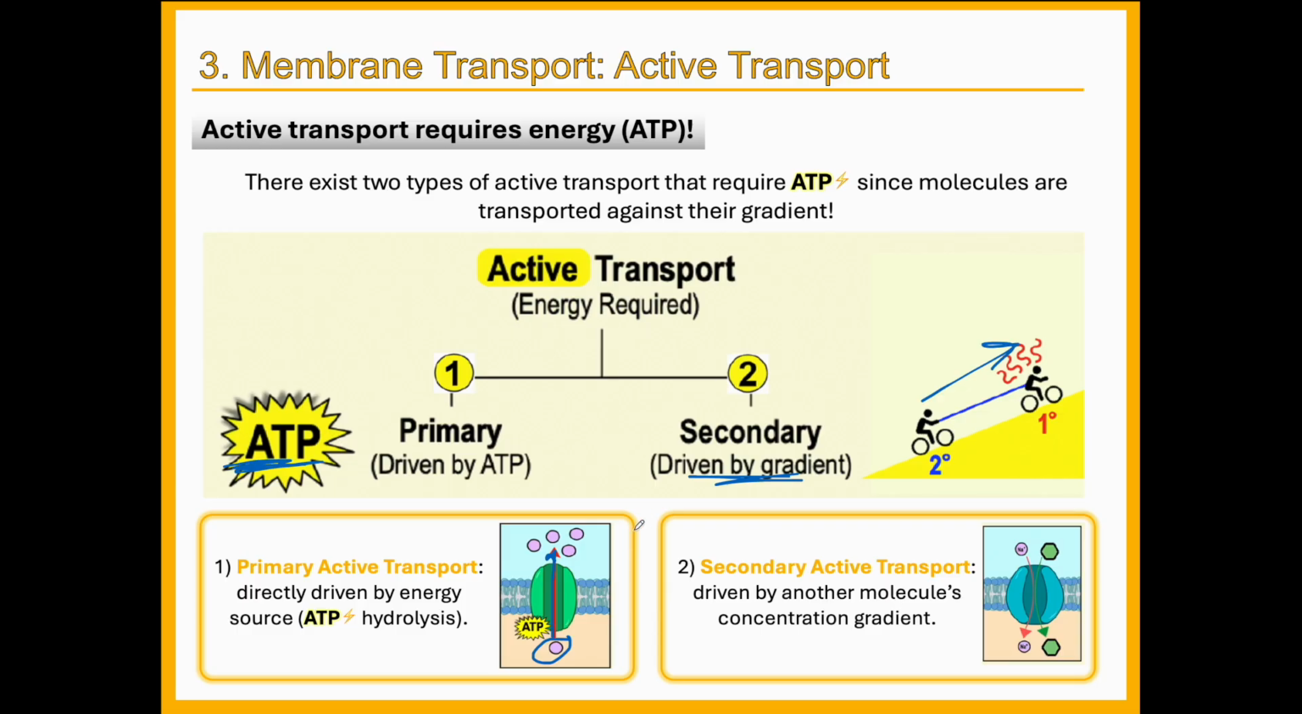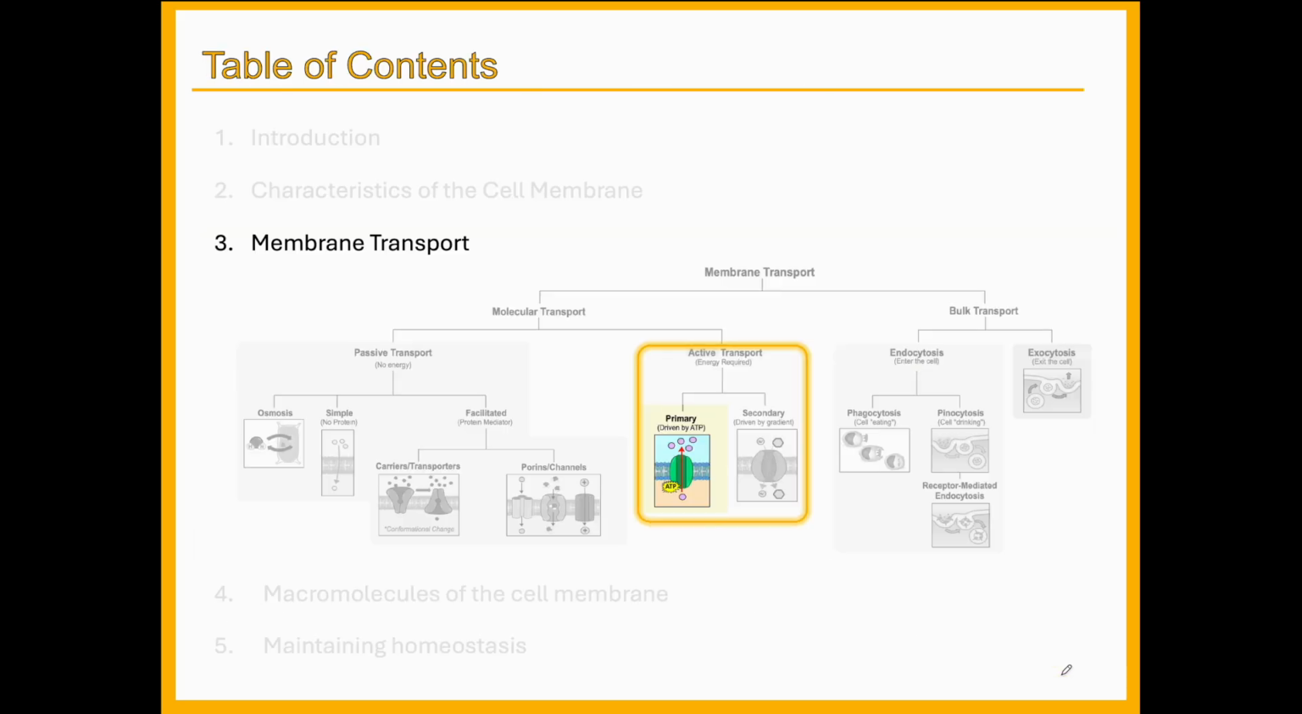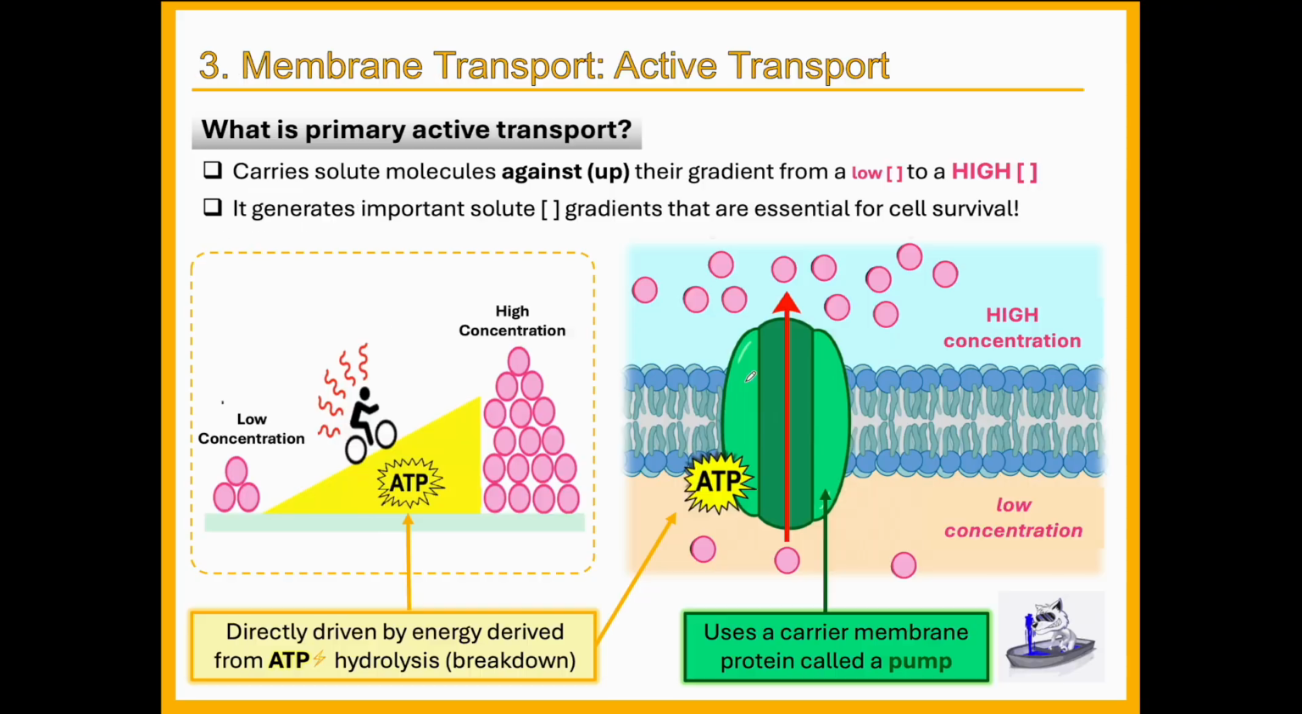And here, once we generate that high amount of concentration, then that high amount will go down its gradient, but it'll carry another molecule, right, down their gradient. So it'll help another molecule go down. I'm going to show you what that is in a minute. Let's start by primary active transport.